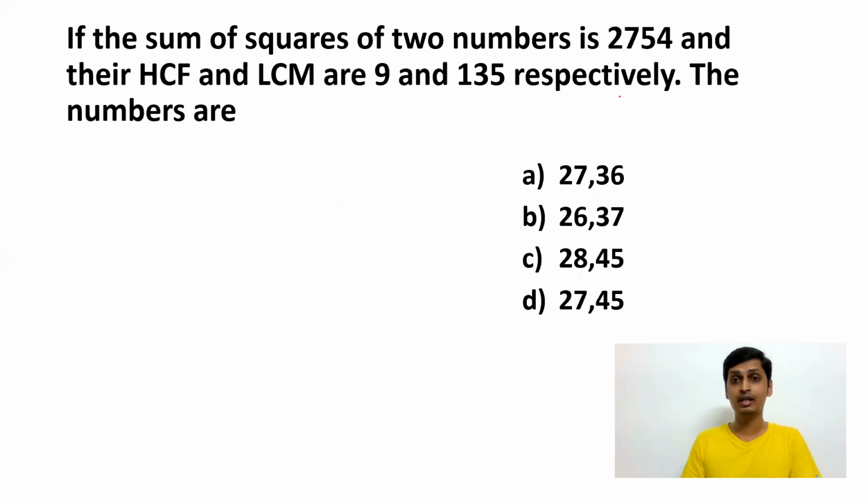If the sum of squares of two numbers is 2754 and the HCF and LCM are 9 and 135 respectively, the numbers are dash. So this is the most popular type of question in Cognizant, right?